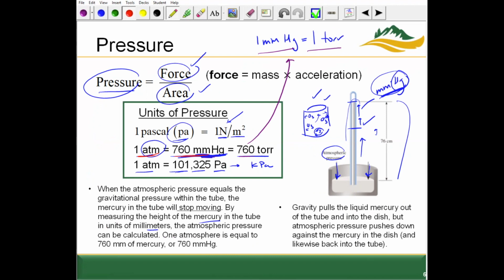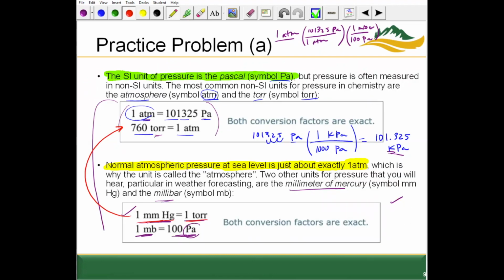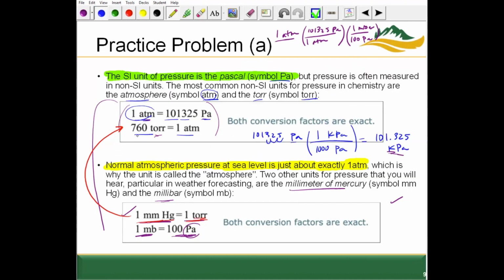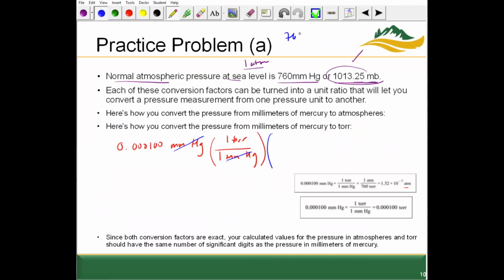To be safe, you can take it step by step and go first into torr, then into atmosphere. Again, just find what works for you. So we know for every 1 millimeter of mercury, that's equivalent to 1 torr. If we want to cancel out millimeters of mercury, then we put millimeters of mercury here in the denominator and torr here in the numerator. Then between torr and atmospheres, for every 760 torr, that's 1 atmosphere.